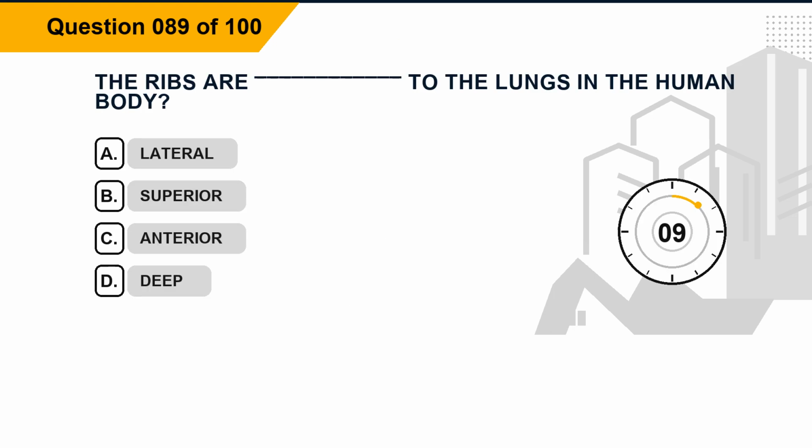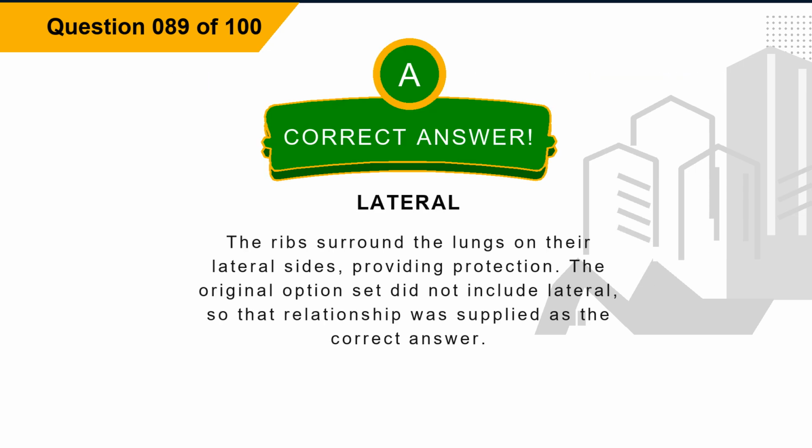The ribs are blank to the lungs in the human body. Option A, lateral. Option B, superior. Option C, anterior. Option D, deep. The correct answer is option A, lateral. Explanation. The ribs surround the lungs on their lateral sides, providing protection. The original option set did not include lateral, so that relationship was supplied as the correct answer.